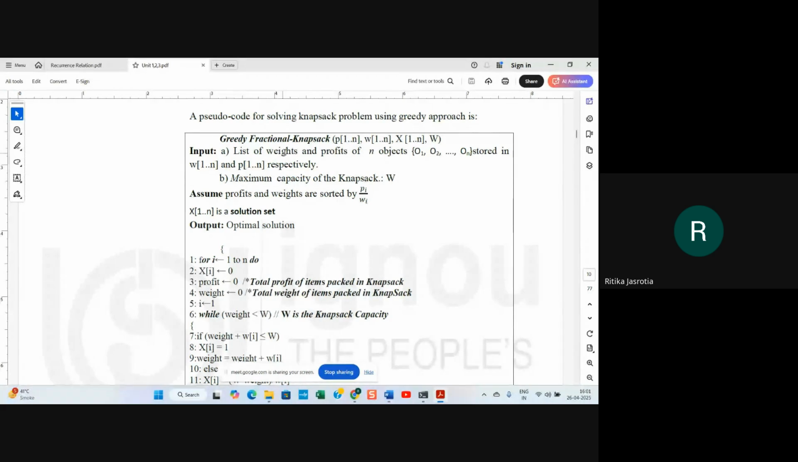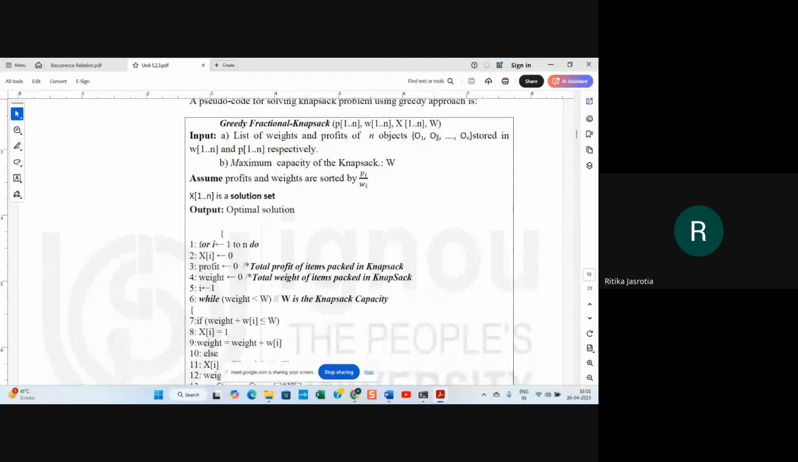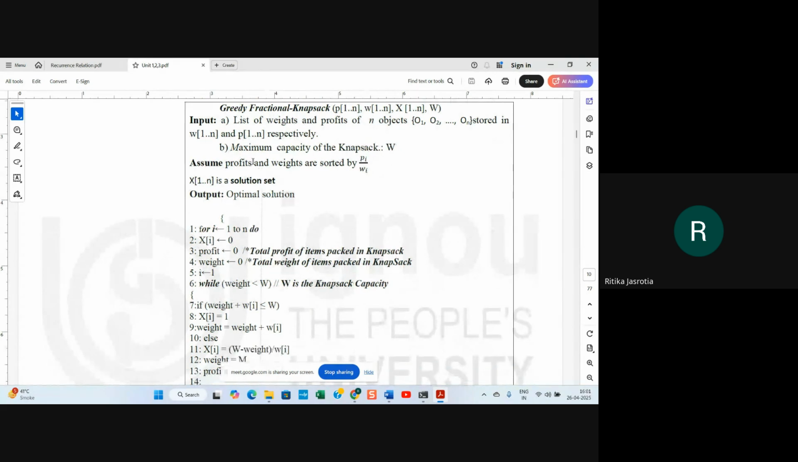Now if you see the fractional knapsack problem, you have a profit array, you have a weight array, and x also you are calculating, and then the weight of the fraction of the knapsack. So the list of weights and profits of n objects is stored in w and p. Profits and weights are stored in the p and w arrays respectively. The maximum capacity of the knapsack is w. Profits and weights are sorted by pi divided by wi. And x1 to n is the solution set.